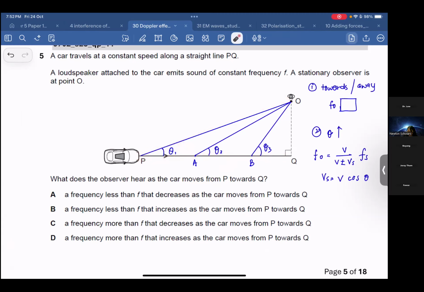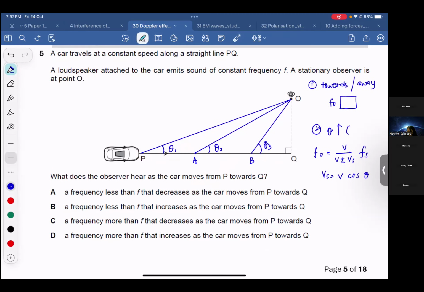So you ask yourself, when the angle increases, because we are going from P to Q, when delta increases, does cos delta increase or decrease? Then ask yourself, does Vs increase or decrease? Then last, if your Vs increases or decreases, what happens to your observed frequency? Okay, these are the few steps that I can guide you.